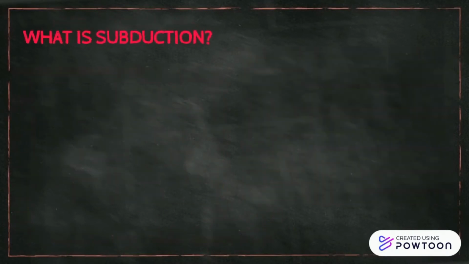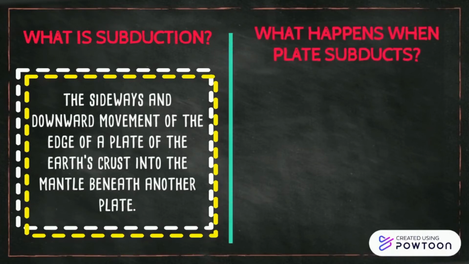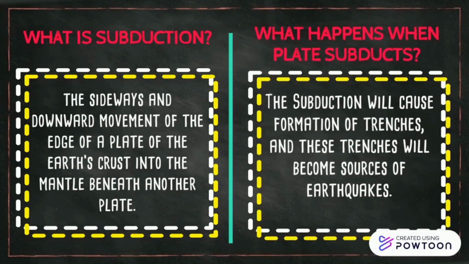What is subduction? The sideways and downward movement of the edge of a plate of the Earth's crust into the mantle beneath another plate. What happens when a plate subducts? The subduction will cause formation of trenches, and these trenches will become sources of earthquakes.